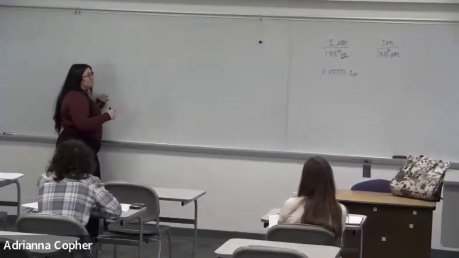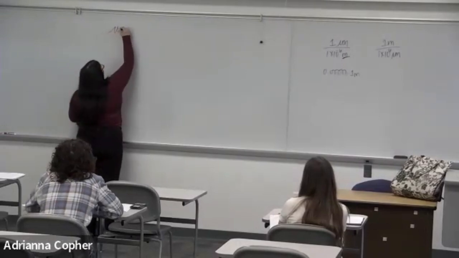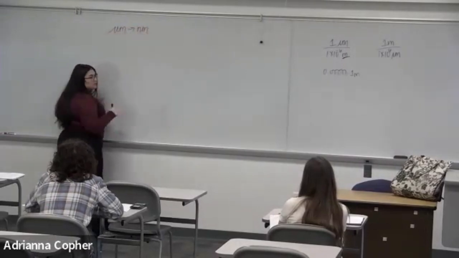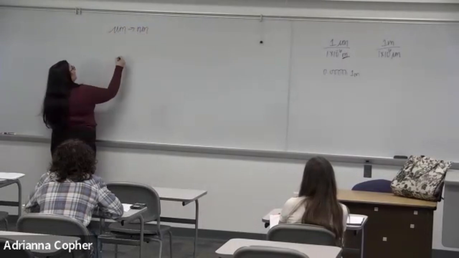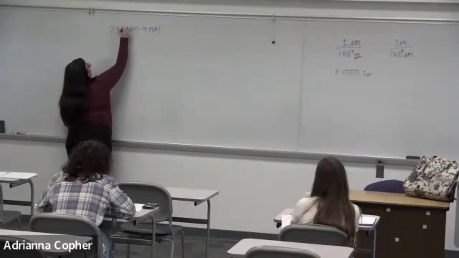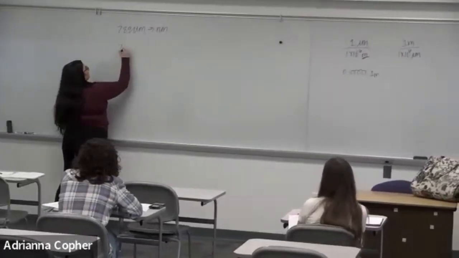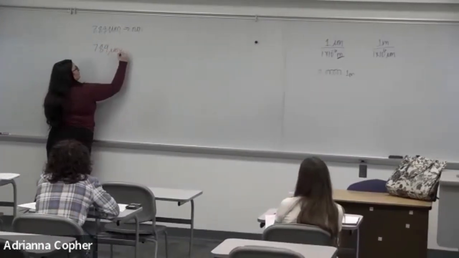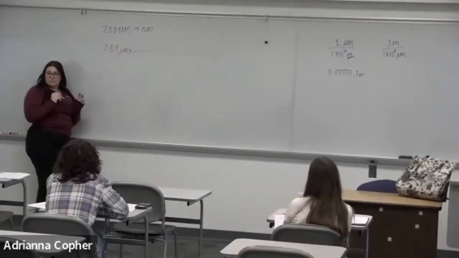So let's say I do micrometers to nanometers. So this is multi-step, right? It doesn't just go to the base. So I have to start with, let's say I have 7.89 micrometers, right? So we start with what we know. We want to get rid of it, right? So that has to go on the bottom.